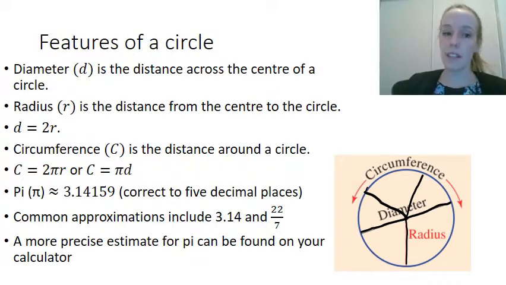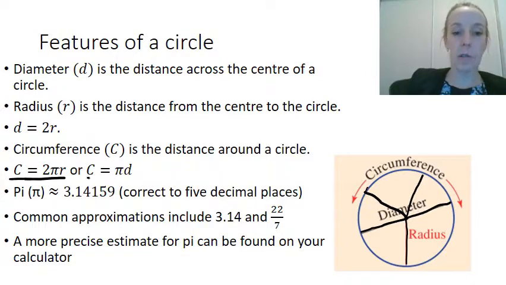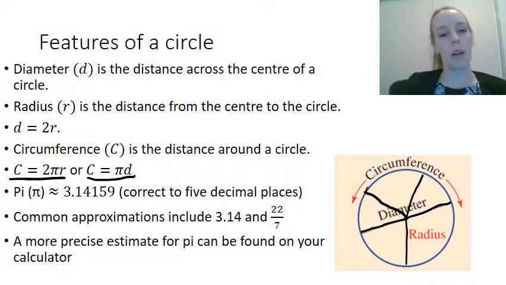Now, to calculate the circumference, we use the mathematical formula we've got here. So, circumference equals 2 pi r. So this means to work out the circumference, you do 2 times pi times the radius. Or, if you're given the diameter, the circumference equals pi times the diameter.